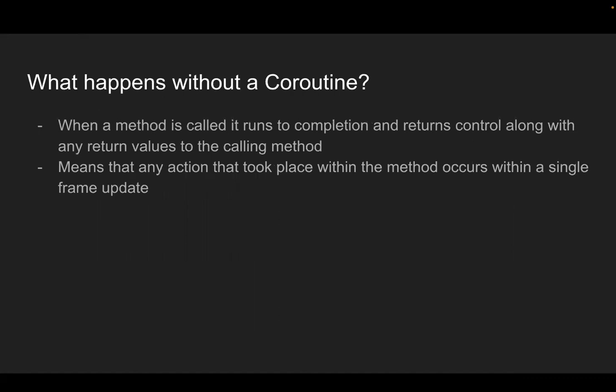So what happens without a coroutine? When a method is called, it runs to completion and returns control along with any return values to the calling method. This means that any action that took place within the method occurs within a single frame. For example, something such as shrinking or fading an object will seem to occur instantaneously, when that is not what we are trying to do.